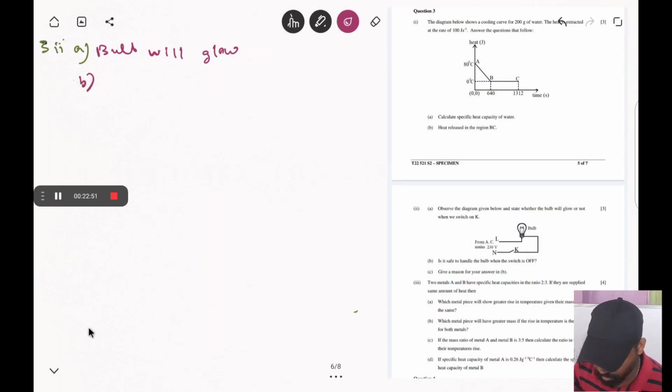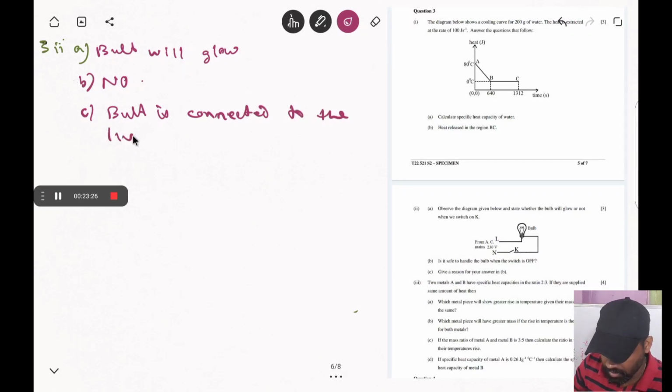Simple. Number B. Is it safe to handle the bulb when the switch is off? No. Because there is a live wire if you look carefully. No. Okay? Number C. Give a reason for your answer. It is not safe to handle the bulb. Why? Because the reason is, I'll write it. Because if you see carefully, the switch is connected to the neutral wire, but the bulb is connected to the live wire. Isn't it?